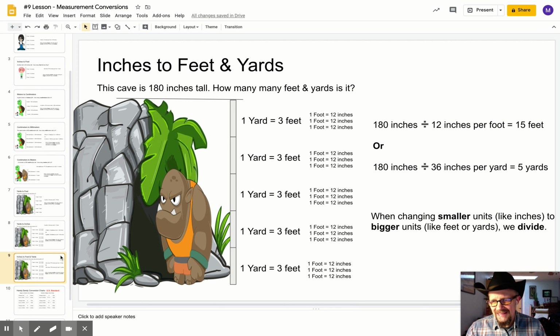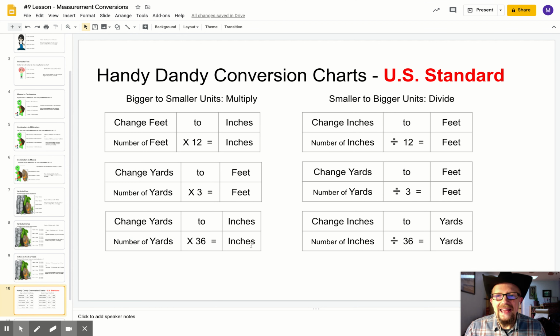The last thing I got on here is a handy-dandy conversion chart. So you can just look at this chart to know whatever you need to know. If you're going from feet to inches, you times by 12. If you're going from yards to feet, you divide by 3. This chart's a good way for you to look, place for you to look if you get confused about what you're doing.